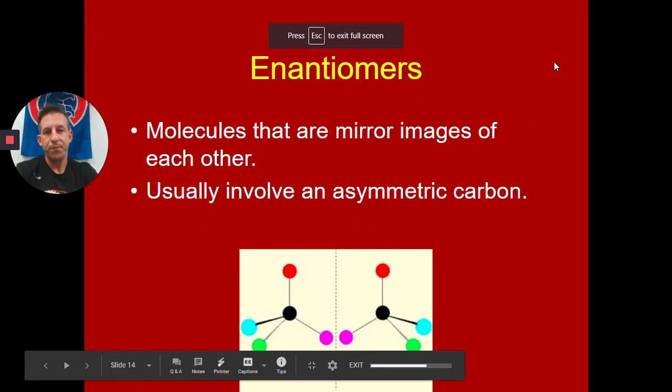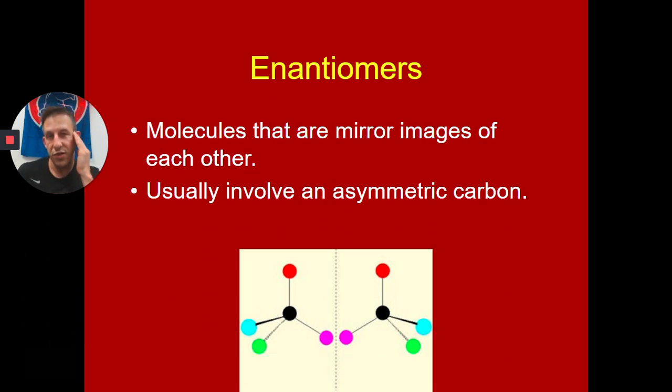All right. The next type of isomers we should talk about are called enantiomers. That's a fun one to say. I like the term stereoisomers a little bit better. But enantiomers are molecules that are mirror images of one another. Okay? They usually involve an asymmetric carbon.